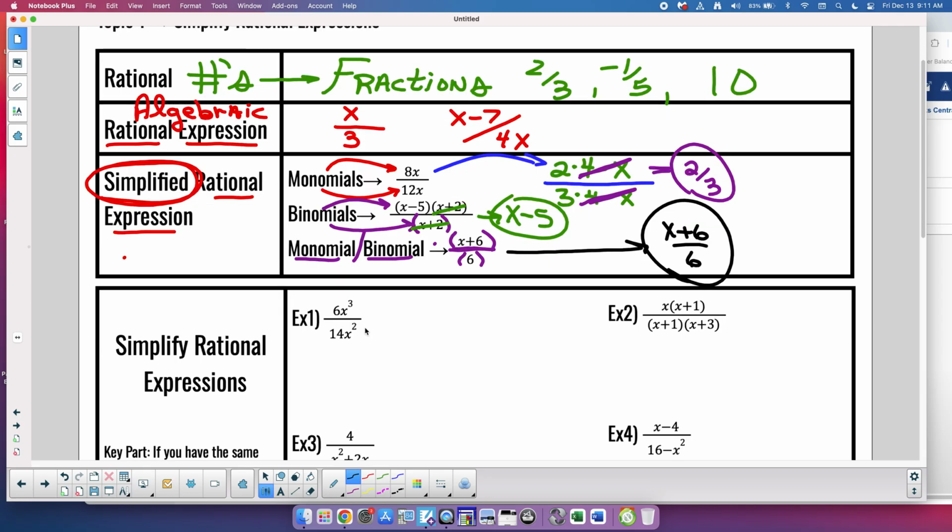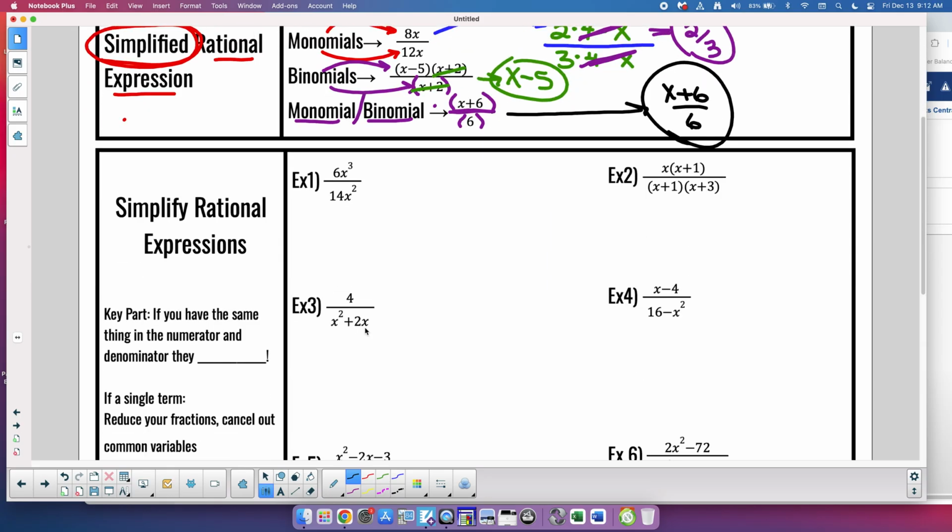First one is a monomial over a monomial. Can I reduce? Yes, you can. Let's do it. I'm going to do it the longer way, just to show you the work behind it. 6x cubed is 2 times 3, and then x. You can do this faster. And 14 is just 2 times what? 7, and then times x.